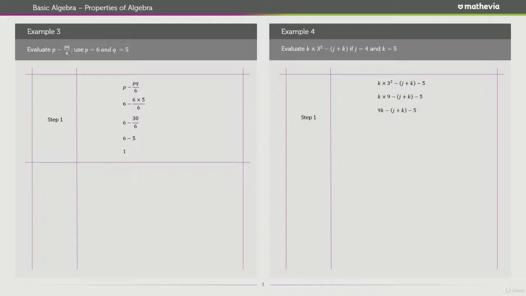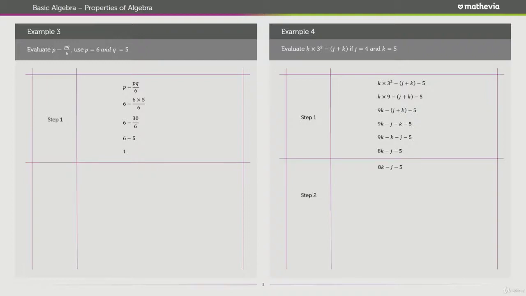K times 9 is 9k. And then we'll open up that bracket. So we have 9k minus j plus k is the same as 9k minus j minus k minus 5, and then we have 9k minus k minus j minus 5. We'll bring k over to the left. We collect like terms, and what we have in the end is 8k minus j minus 5. So we've simplified, and now we need to plug those numbers in.